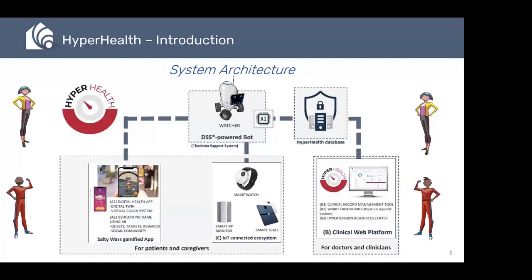This is the system architecture. It's composed of 4 main modules. There is a decision support system powered AI bot, which is basically responsible for connecting a mobile app that we gave to the patients, on which they can record their measurements and follow up the healthy lifestyle advice from doctors. A set of IoT devices provided by WeThings, and a clinical platform, which is the main tool for the clinicians to overview and follow up the activities of the telemonitored patients.